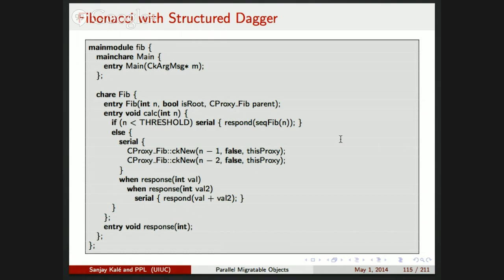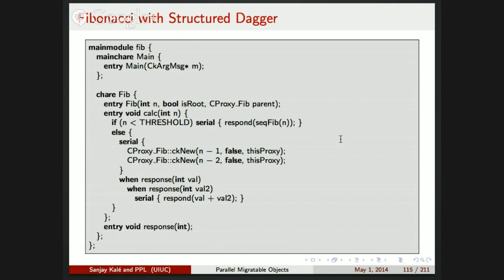If n is less than some threshold, then in serial, we'll just compute the Fibonacci sequentially and respond with that. Otherwise, in serial, we will create our two children chars, and then after we create them, we just wait for two responses. So we wait for some response that will send us a value and some response that will send us another value. And once we've received those two, we can respond to our parent with the sum of those values.